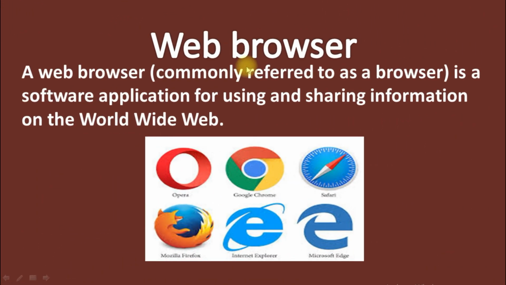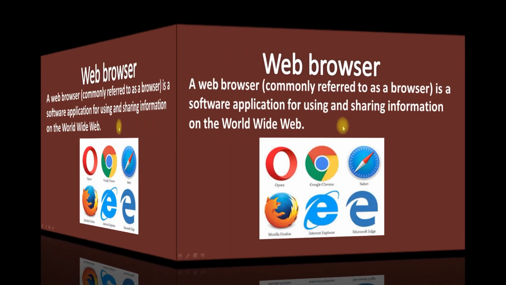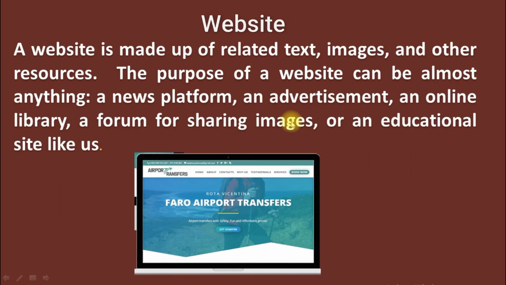Come on the next slide. Now web browser. Whenever you operate the internet, you need a web browser. You open Opera, Google Chrome, Safari, Mozilla Firefox or Internet Explorer on your computer, and you can open different types of websites accordingly. So commonly, a web browser is a software application for using and sharing information on the World Wide Web.